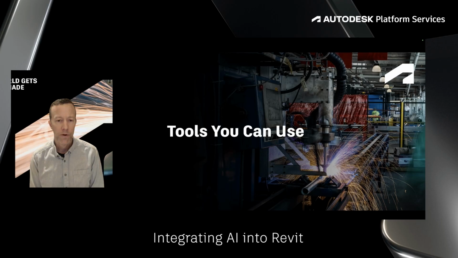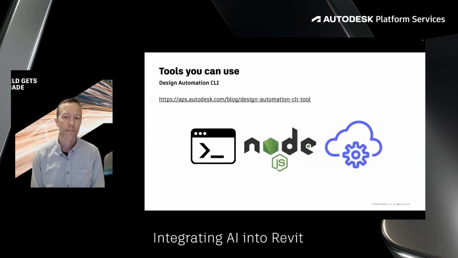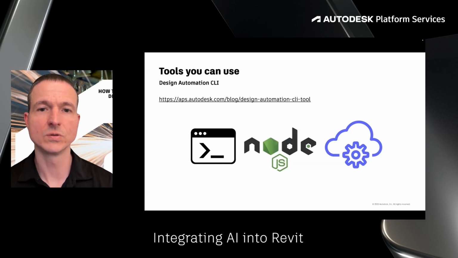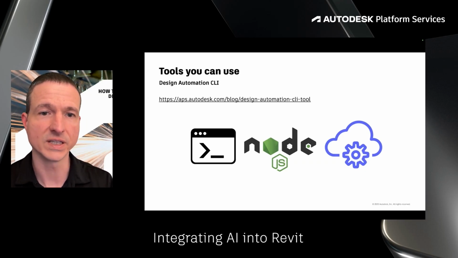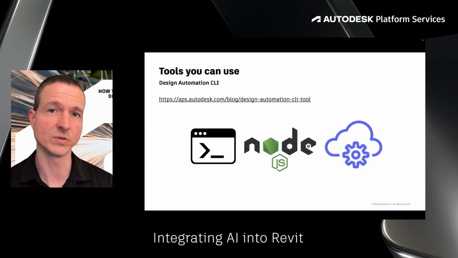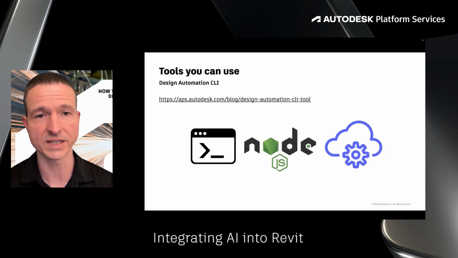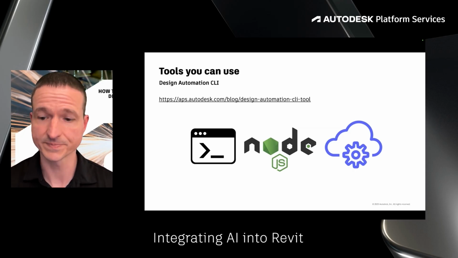So now we're going to shift gears and talk about some tools you can use. And Adam will start that off with the tools that are general to design automation. Yeah, first of all, we have a tool called the Design Automation CLI tool, which is like a command line interface. It's very useful to automate pretty much all the various tasks that are available for design automation, including uploading an app bundle, even like signing an activity so that you would be able to use three-legged authentication, a three-legged token with it, and all the other things, also including running work items.